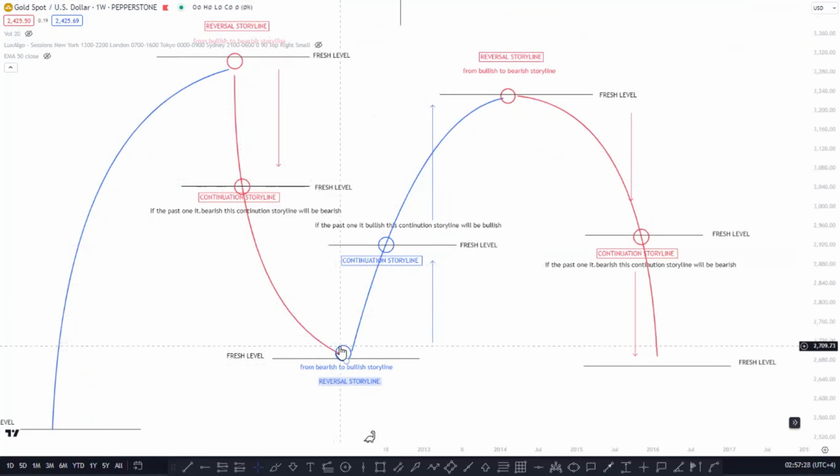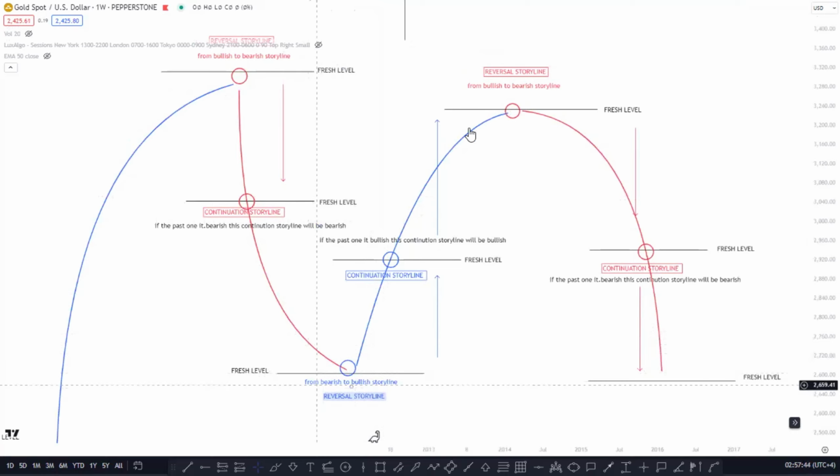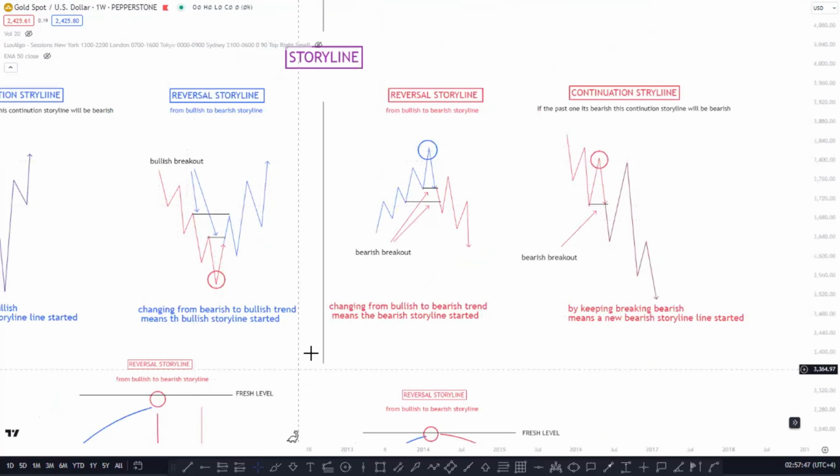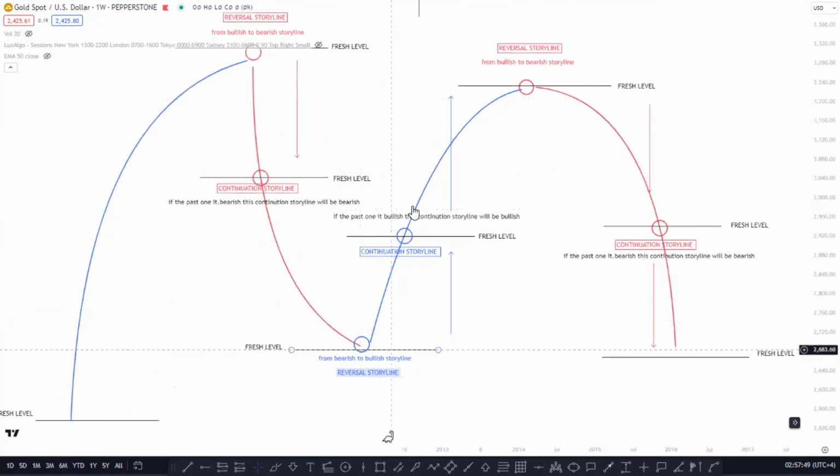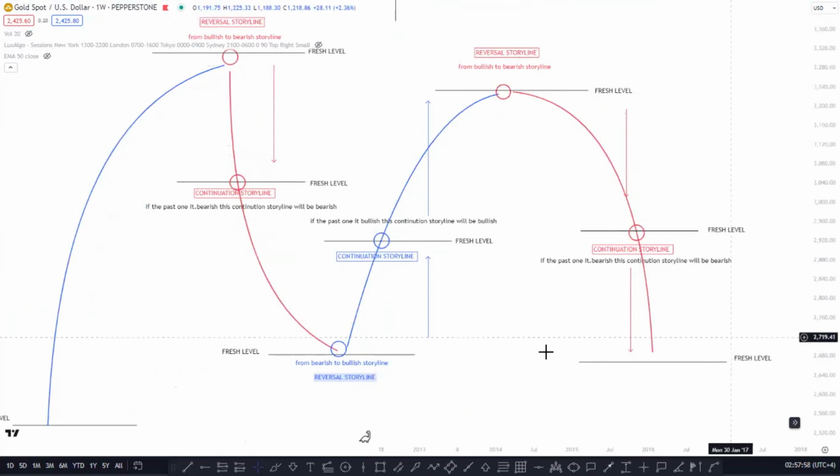When the price reaches this level and a bullish breakout happens and a reversal storyline started, the price then moves up to the next fresh level. Okay, when the price reaches this fresh level and we see a bullish breakout, that means a bullish storyline started, and it changed from bearish storyline to bullish storyline. The same with another fresh level. The cycle continues from bullish to bearish and back again.